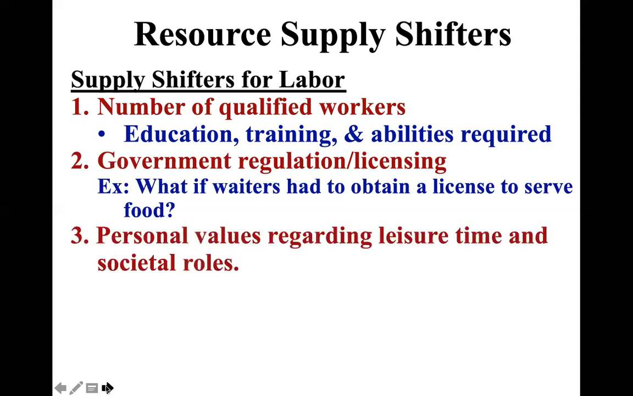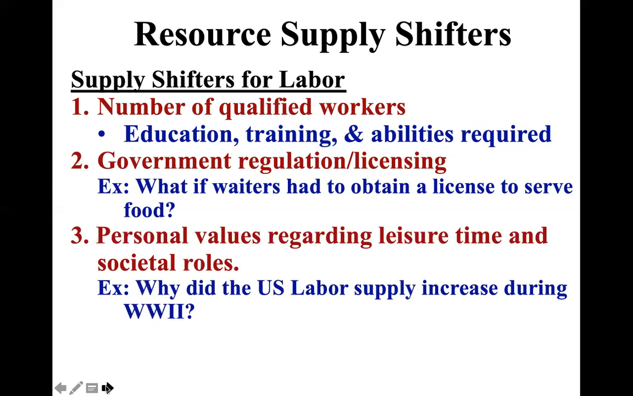Number 3 is personal values regarding leisure time and societal roles. So the best example I can think of for this one is during World War II. What happened to the US supply of labor? Well, there was a major increase. Why? Because women entered the workforce, and that was a change in family structure and expectations of genders in the US, right? So that can change who enters and exits the workforce as well, based on societal roles.